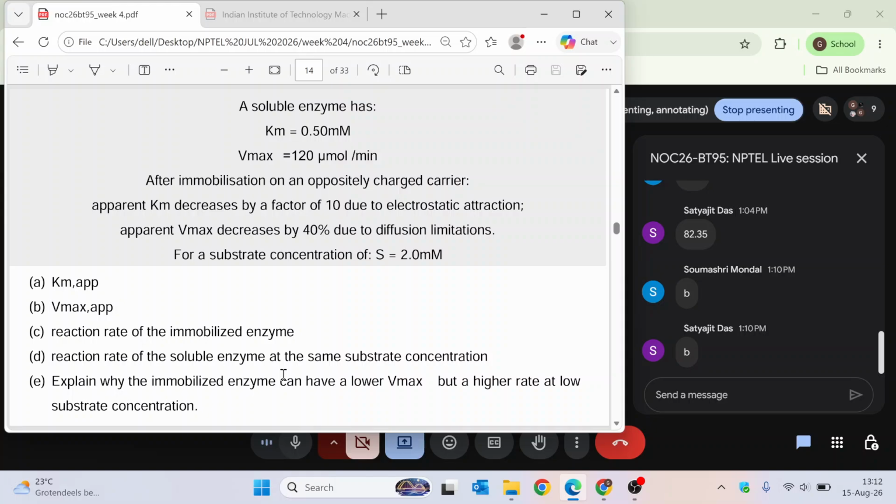For a substrate concentration of 2 millimole, you have to calculate the following and then explain why immobilized enzyme can have lower Vmax but a higher rate at low substrate concentration. I think the first four questions are very easy and this question is also kind of so familiar to you. You might have seen this in your lecture note itself.